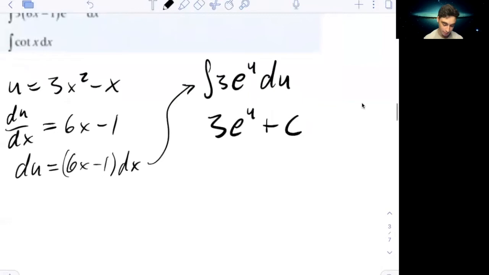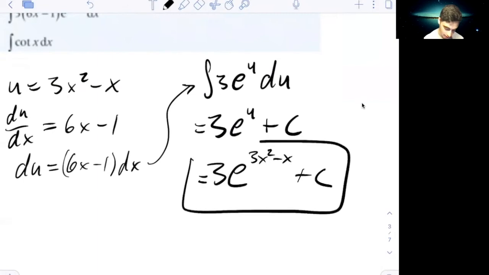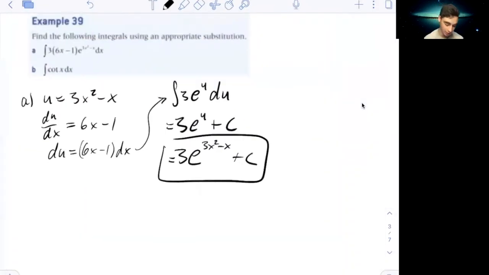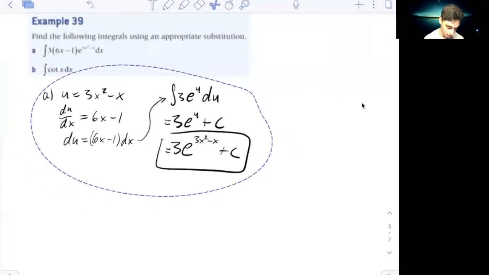And then we have 3 equals 3e to the 3x squared minus x plus c. And that is our answer. So now, moving on to B, I'm just going to make this a little bit smaller.